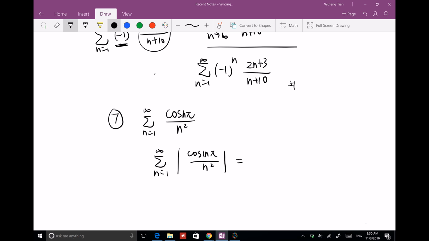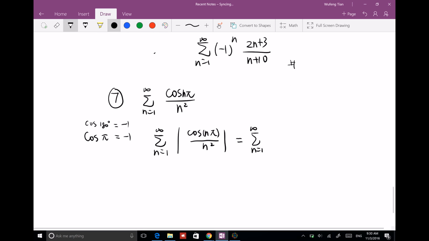What is cosine n pi? The question is, what is cosine n pi? You can check yourself. What is cosine pi? So, Nicholas, what is cosine pi? I don't know. What is cosine 180? Is it -1? Yes, -1. Okay. So how do you find the cosine of pi?